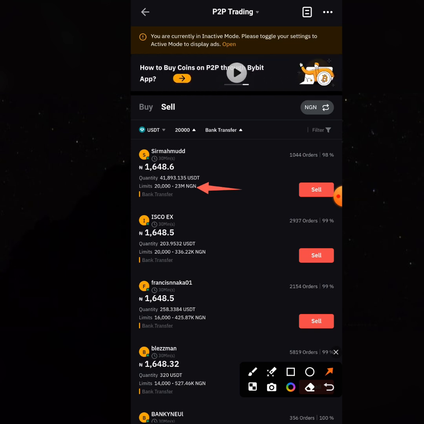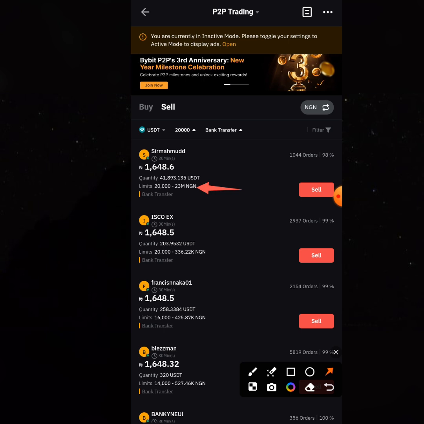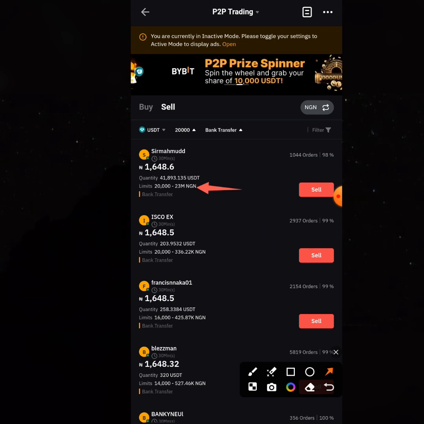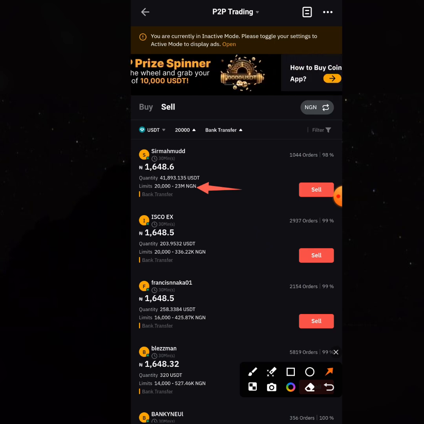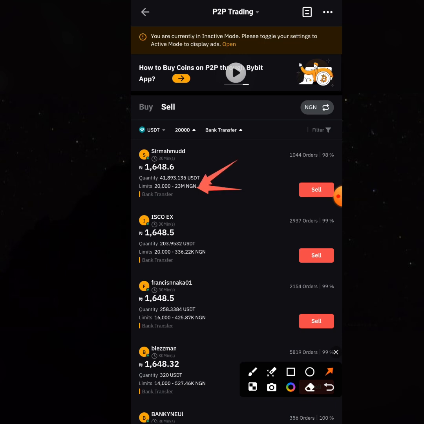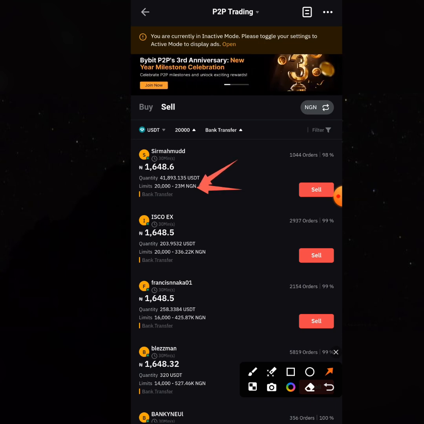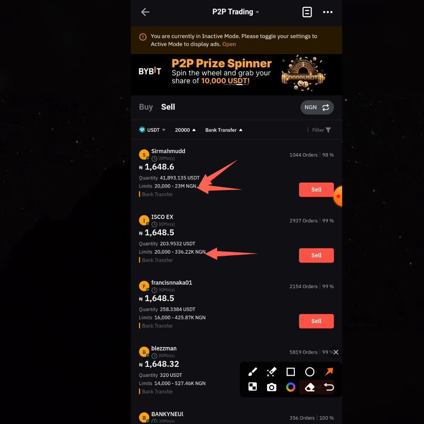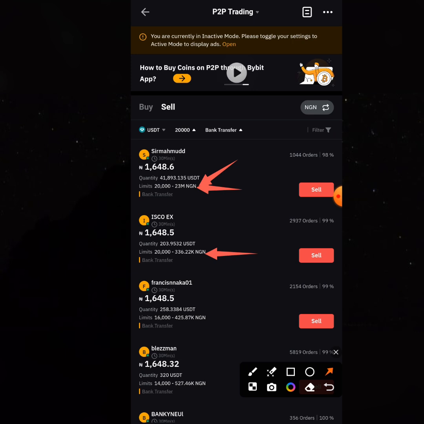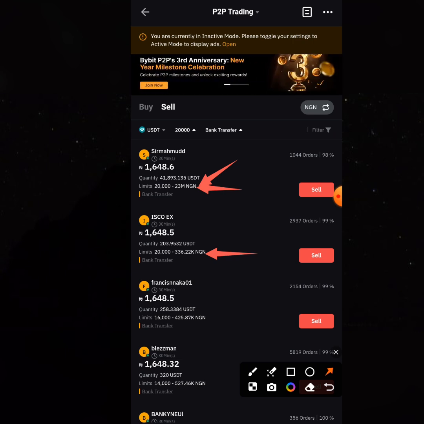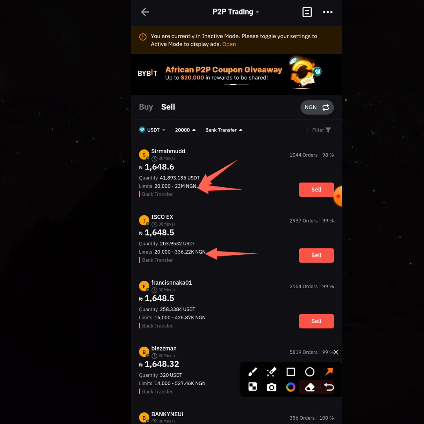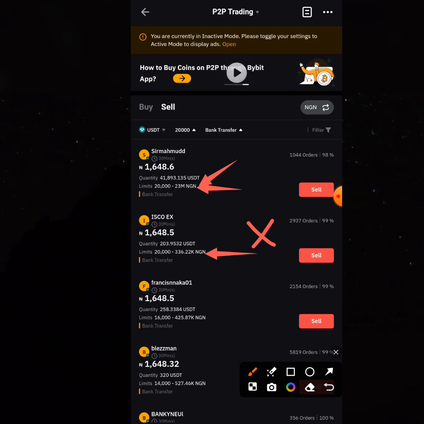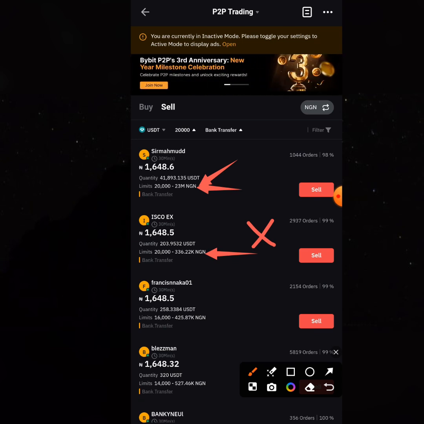So please, if you are setting your buying ad, set an ad that is as high as 20,000 to 23 million. Please set an ad that will be so high that you can accommodate more people. More people will sell to you. For example, look at this guy's ad, 20,000 to 336,000. This means that anybody who has 400,000 naira worth of USD to sell cannot sell to this guy. If I have 400k worth of USDT to sell, I cannot sell to him, which means he has missed that opportunity to buy from me.